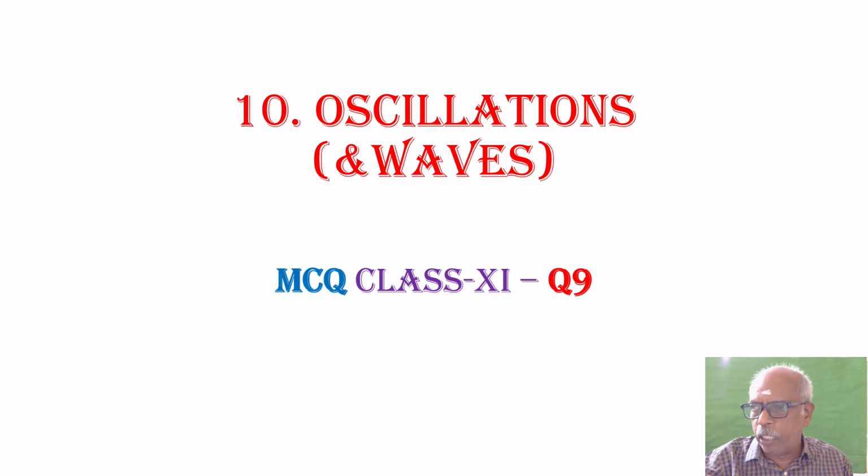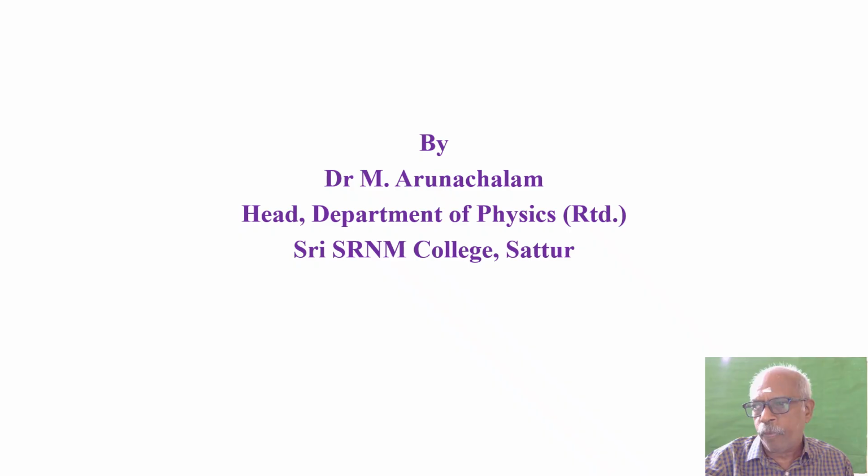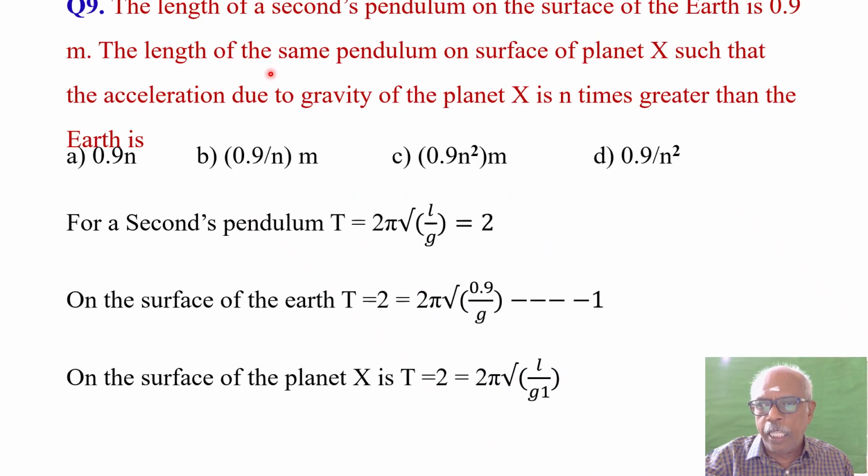In today's video, we are going to solve a multiple choice question from the chapter Oscillations. The question is: the length of a second's pendulum on the surface of the earth is 0.9 meter. The length of the same pendulum on the surface of a planet X, such that the acceleration of the planet X is n times greater than the earth, is how much?